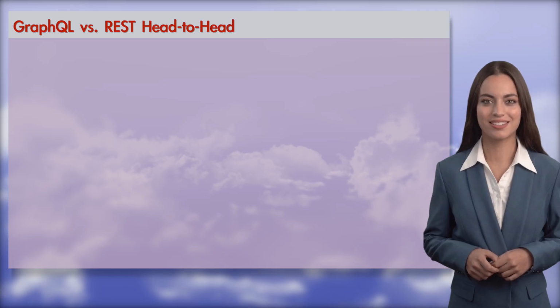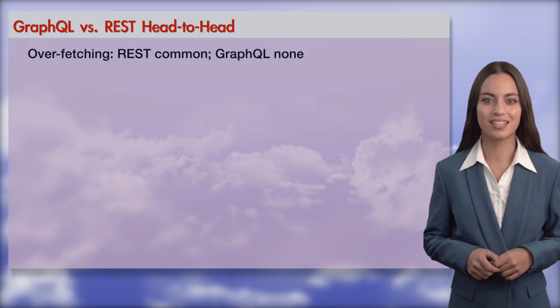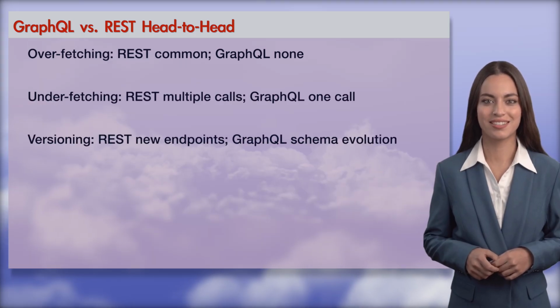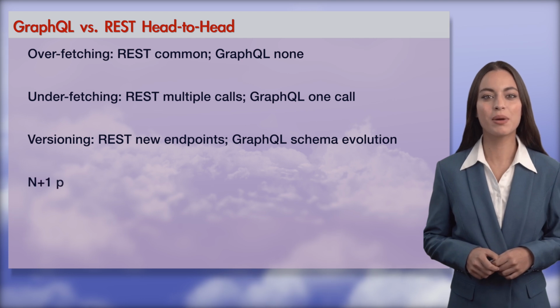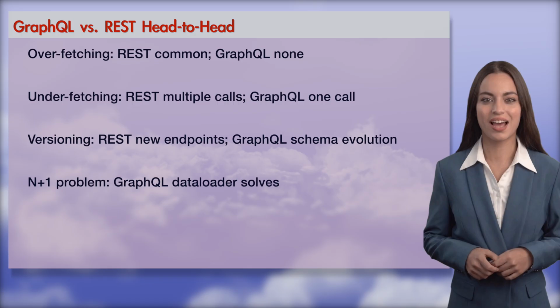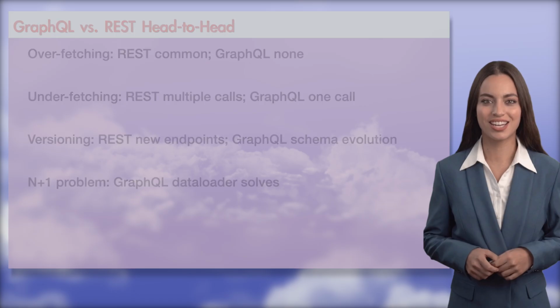Head-to-head comparison. Overfetching is common in REST, extra fields sent. GraphQL eliminates it. Underfetching forces REST clients to make multiple calls. GraphQL resolves everything in one. Versioning in REST usually means new endpoints. GraphQL evolves the schema safely with deprecation. The N+1 problem, repeated queries in nested loops, is mitigated in GraphQL with DataLoader batching.